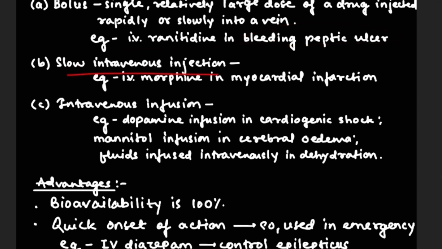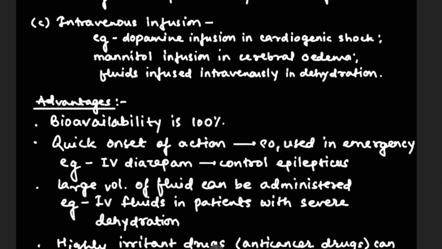The next is slow intravenous injection. Here an example is IV morphine in MI. Then intravenous infusion, examples are dopamine infusion in cardiogenic shock, as well as mannitol infusion in cerebral edema, and fluids are also infused intravenously in dehydration. Then here are some advantages and disadvantages.